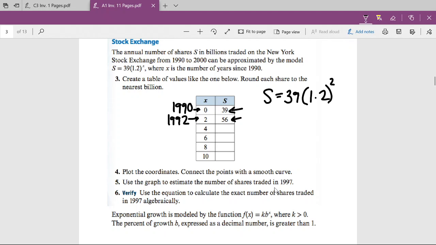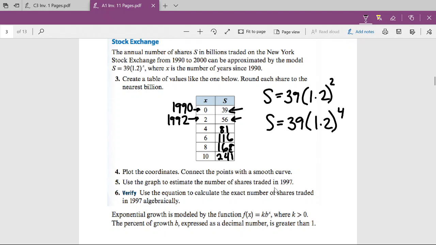I would recommend that. Plug in 4, and I would encourage you to stop the video right here. Figure out what these are rounded to the nearest billion. Take a second to do that. And when you do have it, you will see that plugging in for 4, 1.2 to the 4th power, so 1994, we would be at 81. Then 6 would be 116 billion, 168 billion, 241 billion next.